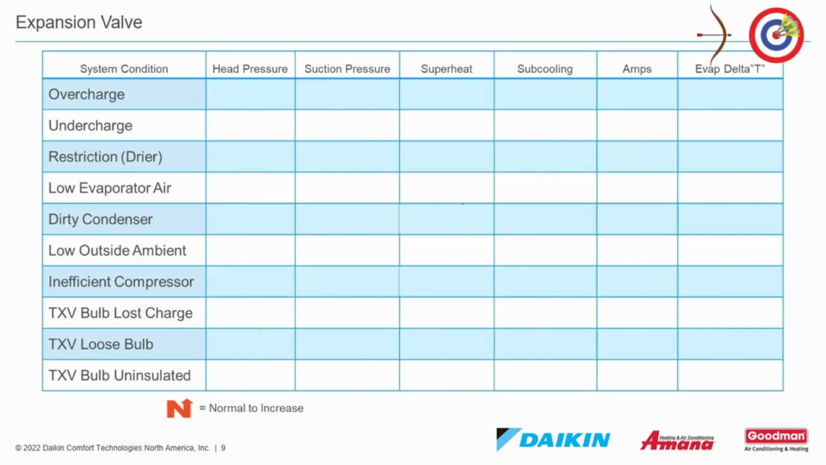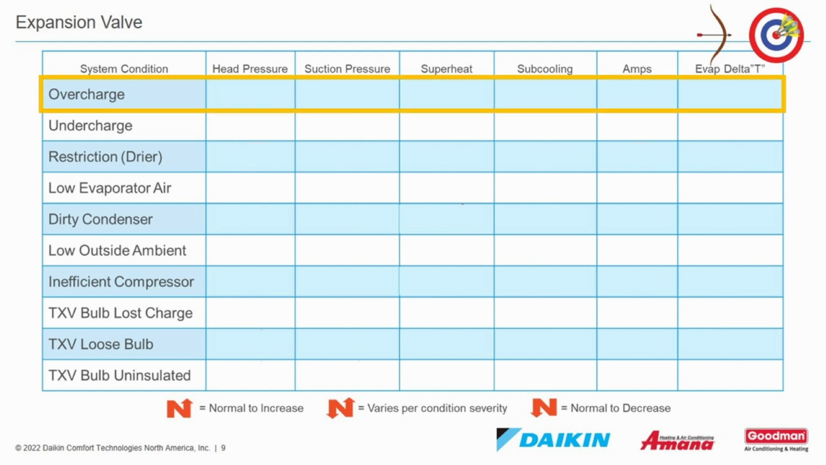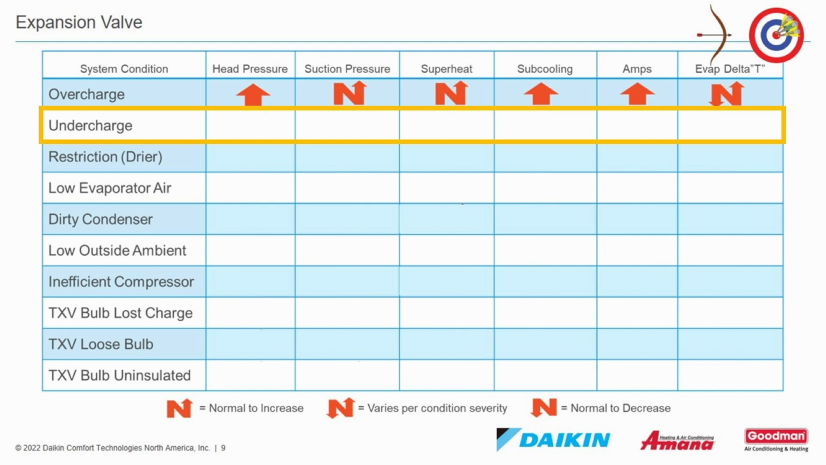Let's take a look at expansion valve issues and their cause and effect. In an overcharge situation, the head pressure would be high. Suction pressure would be normal to high. Superheat, normal to high. High subcooling, high amp draw, and normal to low or high delta T across the evaporator. In an undercharge scenario, low head pressure, normal to low suction pressure, normal to high superheat, low subcooling, low compressor amp draw, and normal to low evaporator delta T.